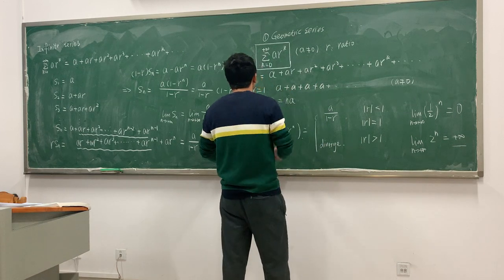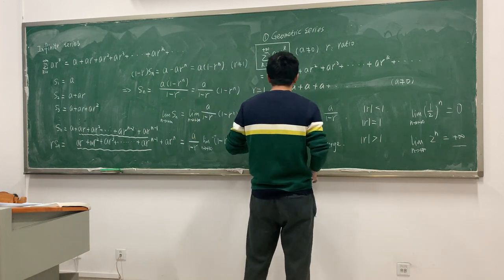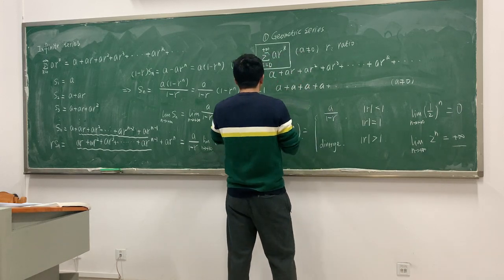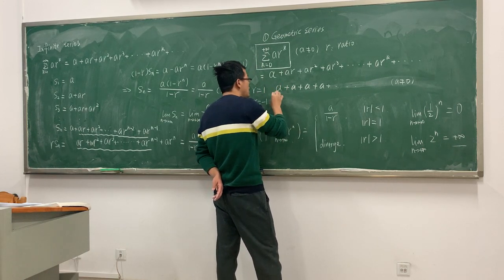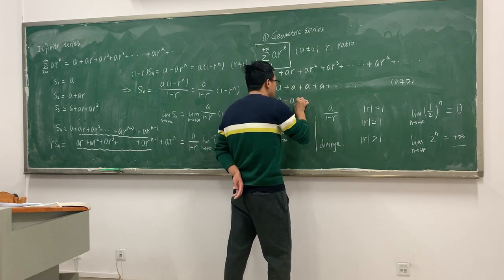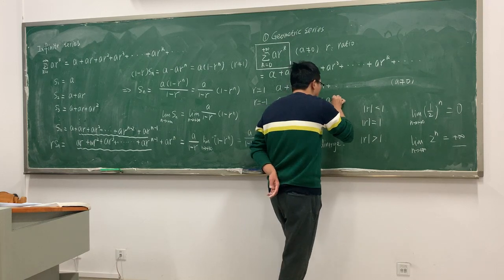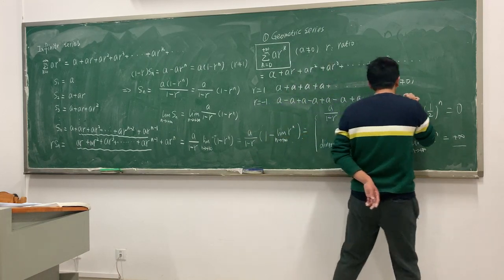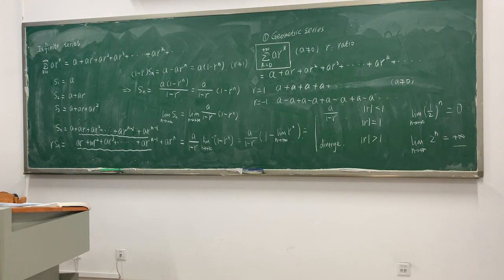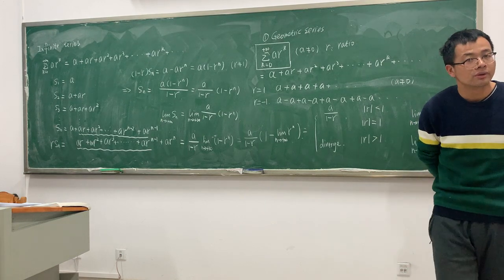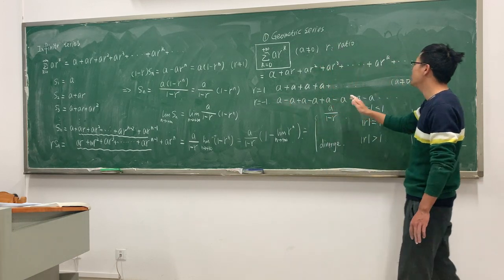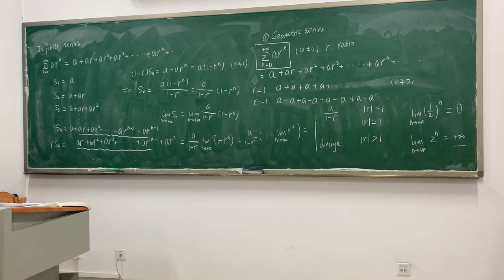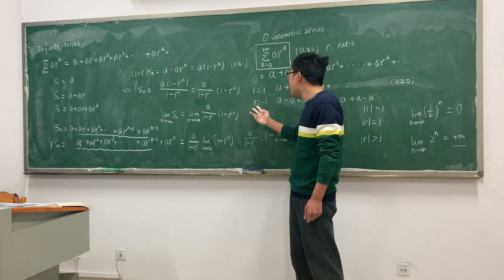The second case is when r equal to minus 1. When r equal to minus 1, the series is a minus a plus a minus a plus a minus a, and so on. Is this series convergent or divergent? Let a equal to 1. Then it is 1 minus 1 plus 1 minus 1 plus 1 minus 1. In the first example, we said this series is divergent.